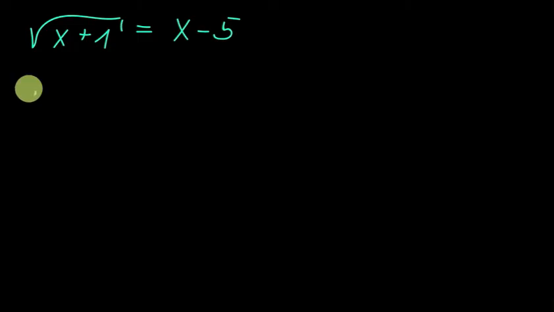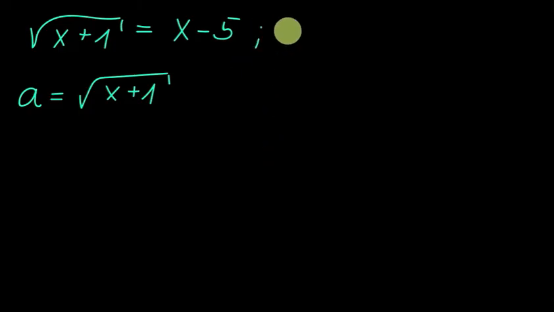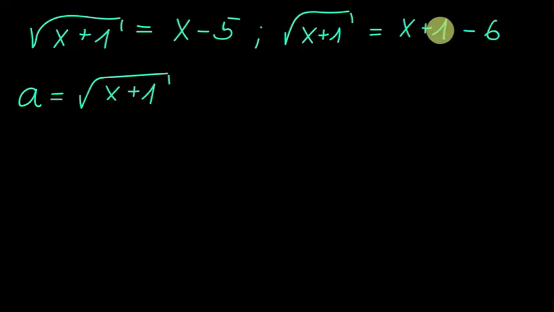Now let's say that some number a is equal to the square root of x plus 1. And also let's change our equation a little bit. Let's say that our equation looks like this: square root of x plus 1 is equal to x plus 1 minus 6. You see, I added 1 and I subtracted 1, so I didn't really change anything, but it looks a bit different.